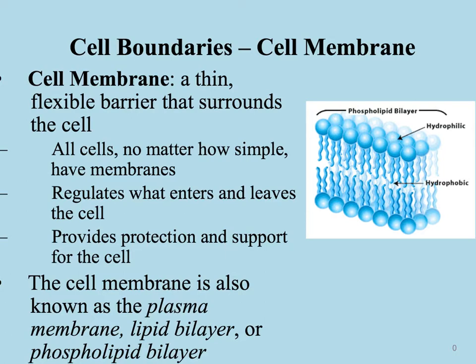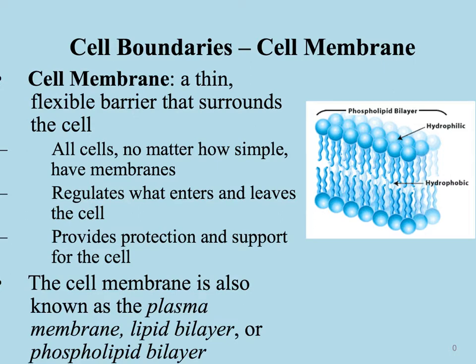So first, all cells, regardless of what type they are, have a cell membrane. If it is an animal cell, it's going to have a cell membrane. If it's a plant cell, it's going to have a cell membrane. If it is a fungi, whatever, it's going to have a cell membrane. So from the simplest cell up to the most complex cell, all cells have a cell membrane.